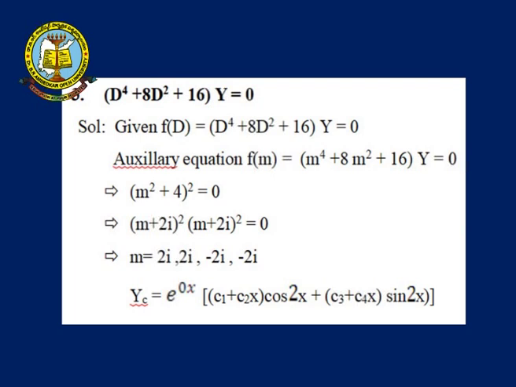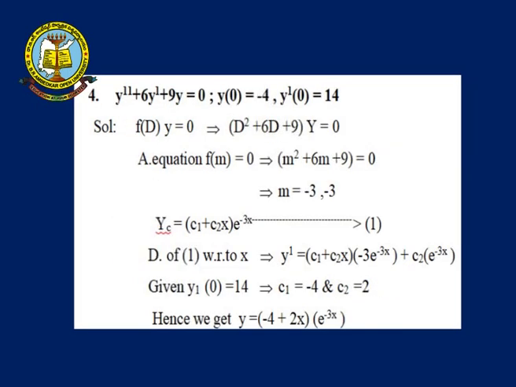So here e^(0·x), because alpha is 0. Here 2i is a complex root, and another, -2i, is a complex root. So the solution is e^(0·x) [(c1 + c2 x) cos 2x + (c3 + c4 x) sin 2x].